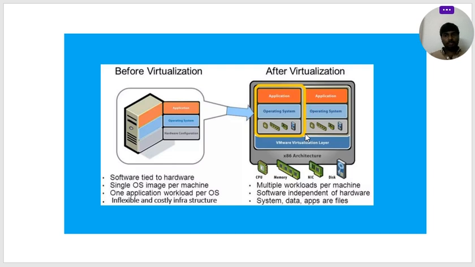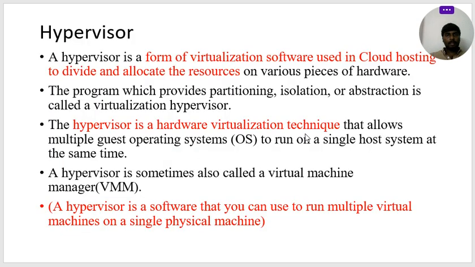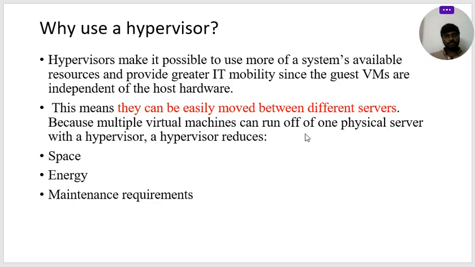A single resource can be divided into multiple virtual devices. There are multiple workloads per machine, and software is independent of the hardware, system data, apps or files. Hypervisor is a form of virtualization software used in cloud hosting to allocate resources on various pieces of hardware. The program which provides partitioning, isolation or abstraction is called a virtualization hypervisor. Hypervisor is sometimes also called a virtual machine manager.